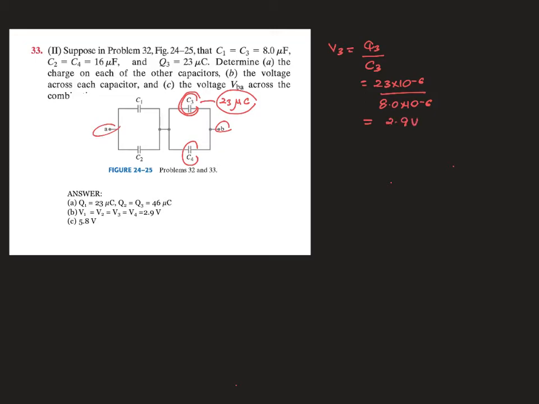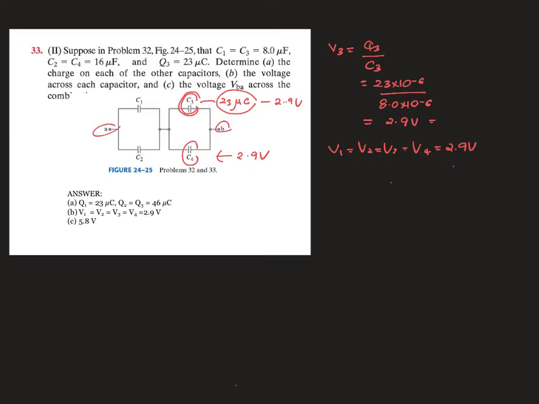Because C3 and C4 are parallel, this one has 2.9 volt and this one also has 2.9 volt. And accidentally in the question, C1 has the same value as C3 and C2 has the same value as C4. So you can put V1 equals V2 equals V3 equals V4, which is 2.9 volt.